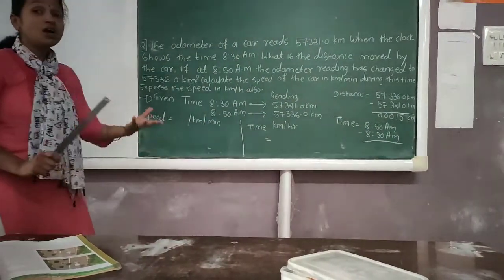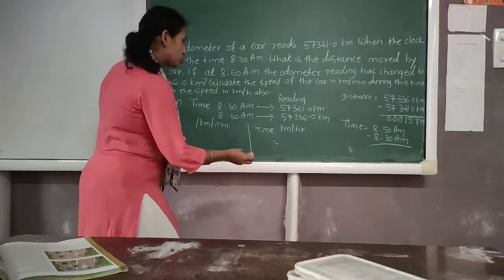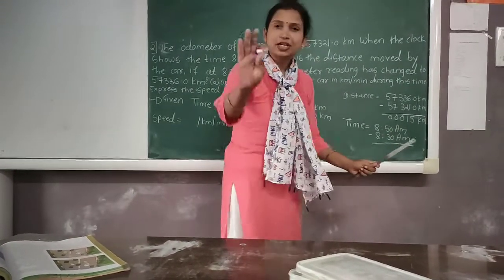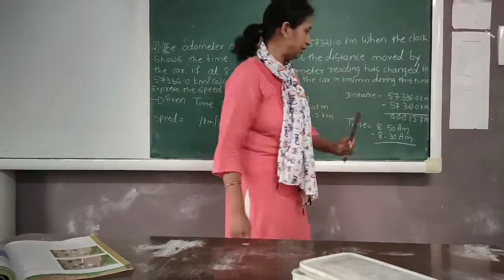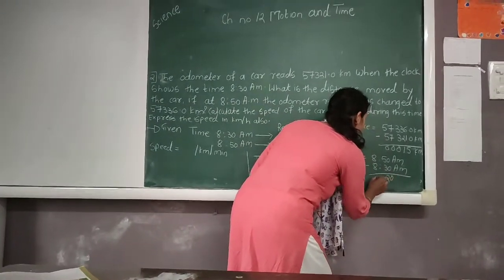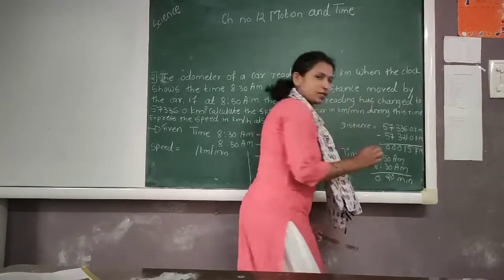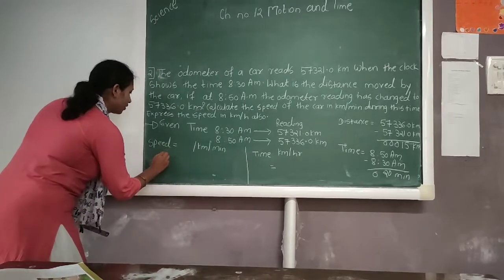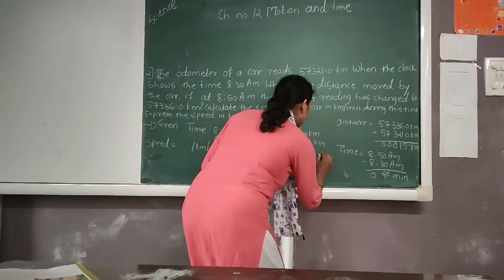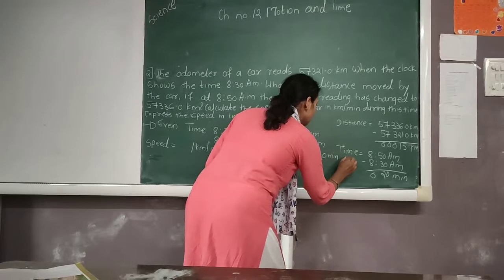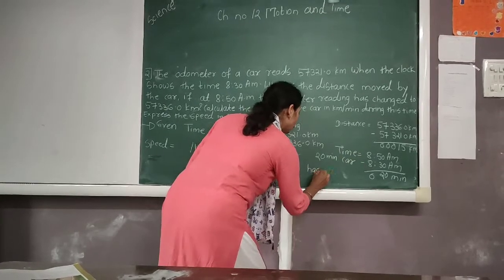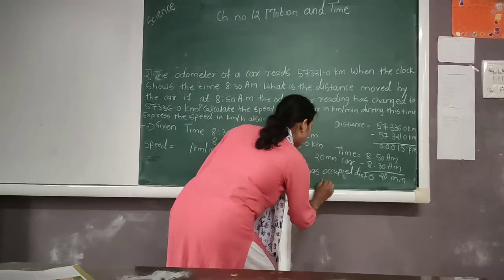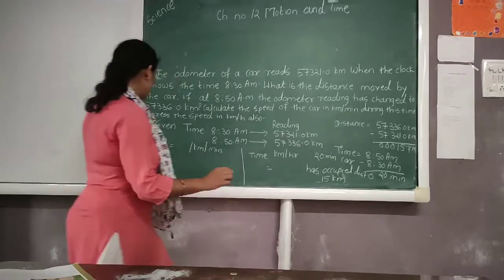Now we will move towards the actual timing. The initial was 8:30 a.m. and the final was 8:50 a.m., so we get the answer 20 minutes. Got it, students? So we can say that in 20 minutes the car has covered a distance of 15 kilometers.